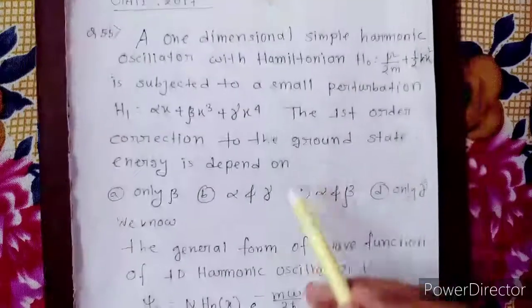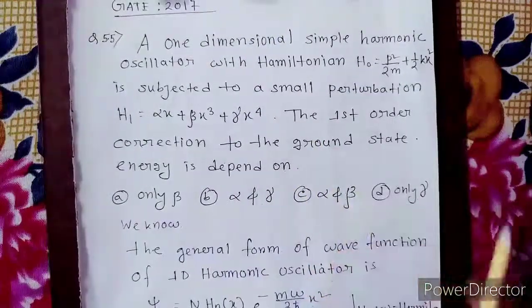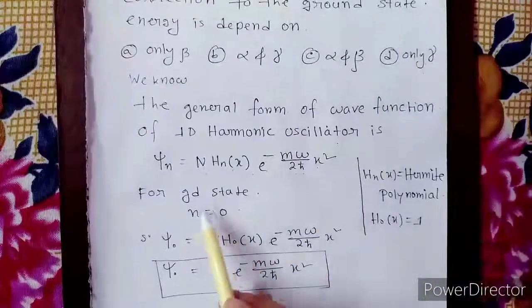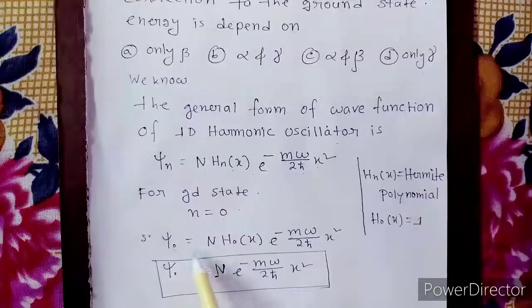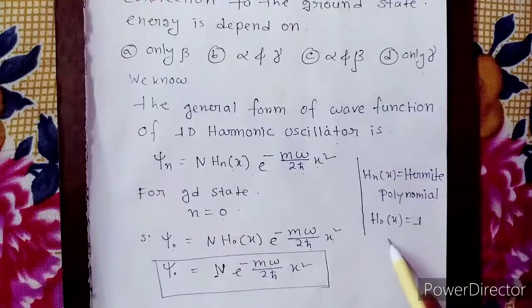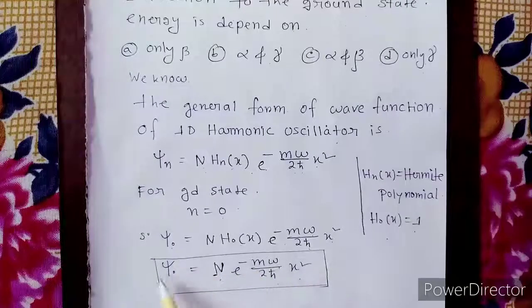But here in this question we have to find it for the ground state. So for the ground state, n = 0. We get ψ0 = N H0(x) e^(−mω x²/2ħ). Now from the property of Hermite polynomials, we know H0(x) = 1. So we get ψ0 = N e^(−mω x²/2ħ). Okay, so we get the wave function of the one-dimensional harmonic oscillator.